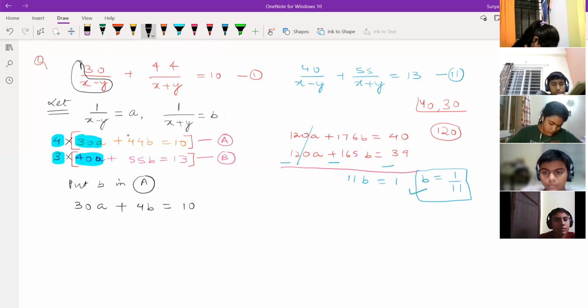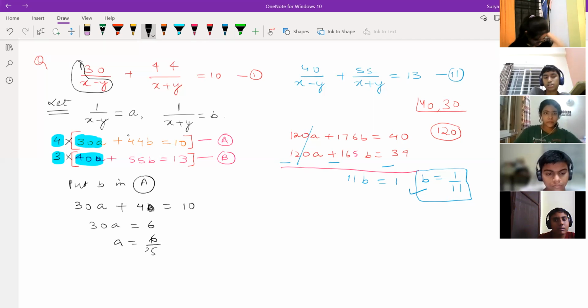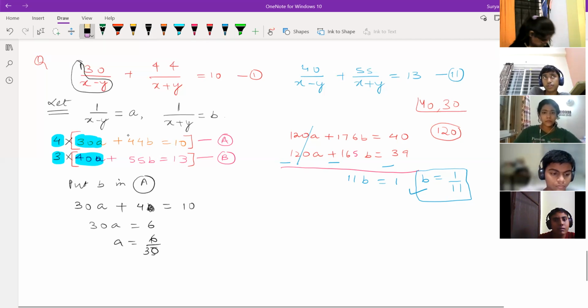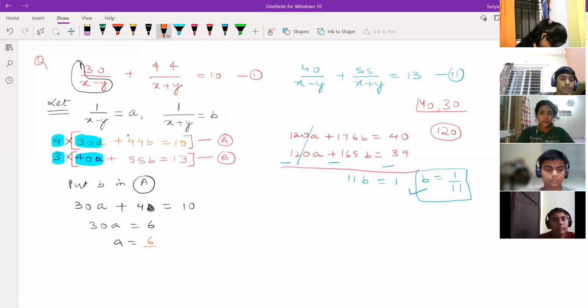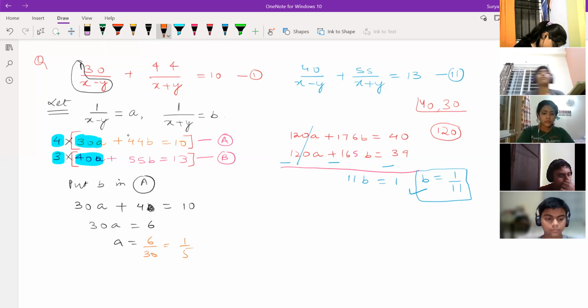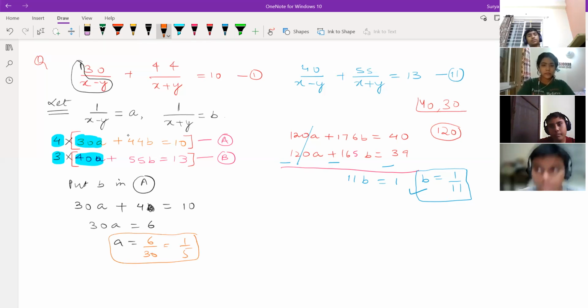10, correct? 4, not B. Only 4 we will get, not B. So, 30A is equal to what do you get? 10 minus 4, that is 6. So A is equal to 1 by 5. How? 6 by 30 is nothing but what? 1 by 5 only. So 6 by 30 I'm writing, and this is nothing but 1 by 5. Now A and B value we got.